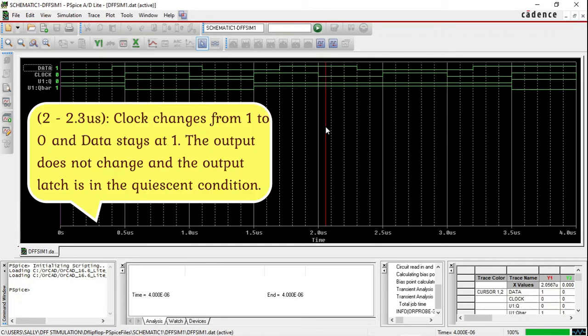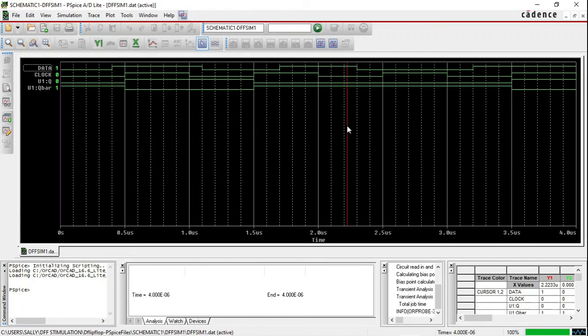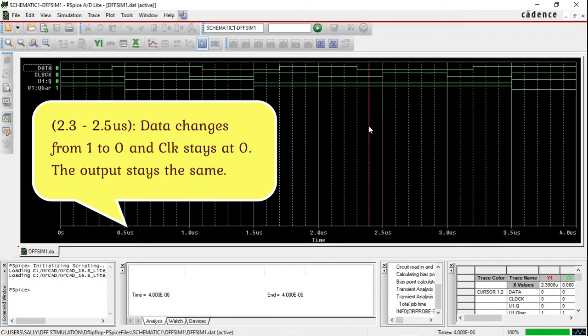Clock changes from 1 to 0 and data stays at 1. The output does not change and the output latch is in the quiescent condition. Data changes from 1 to 0 and clock stays at 0. The output stays the same.